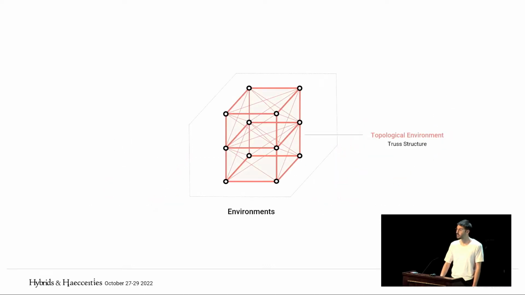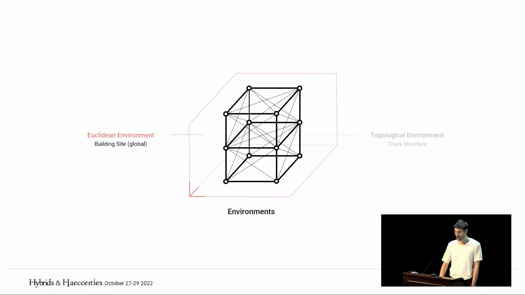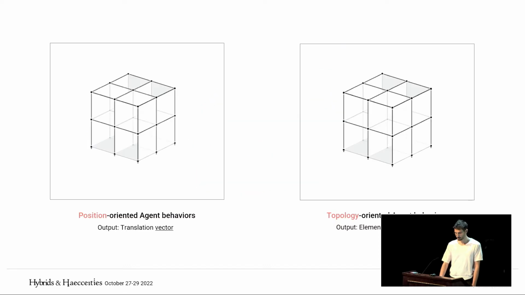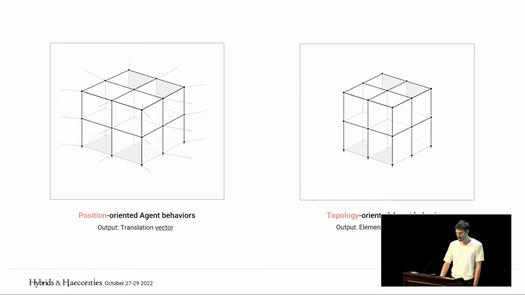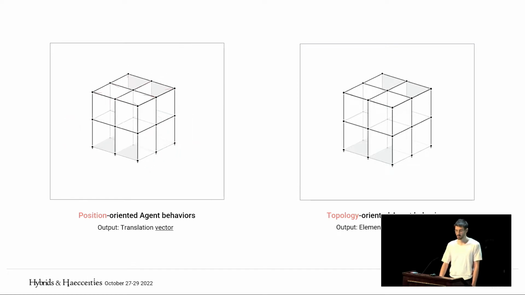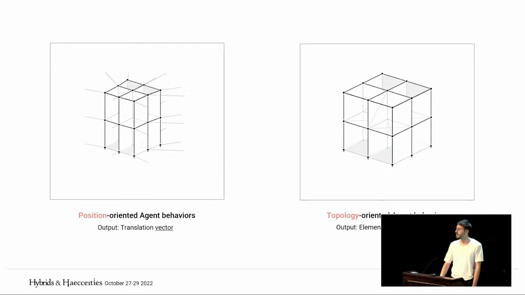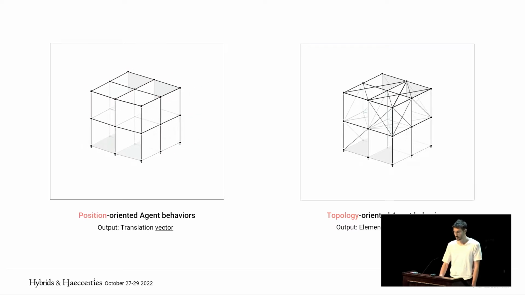Agents are embedded into 2 types of environments: a topological environment that represents the truss structure, stores truss-related information, and defines the topological neighborhood of agents. And a Euclidean environment that, on a global level, represents the building site, and on a local level, the floor slabs agents are constrained to. Accordingly, agents exhibit 2 types of behaviors: position-oriented behaviors, which result in translation vectors and determine truss geometry, whereas truss topology is determined by topology-oriented behaviors, through which agents vote for elements to be added or removed.